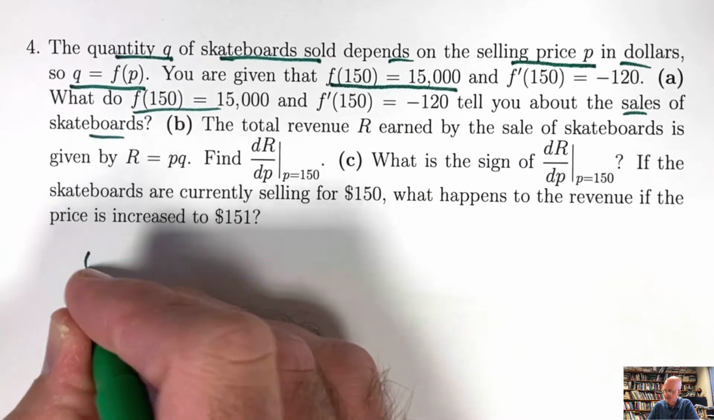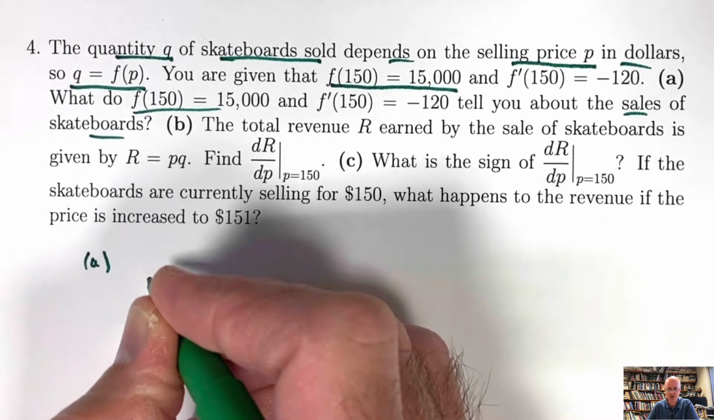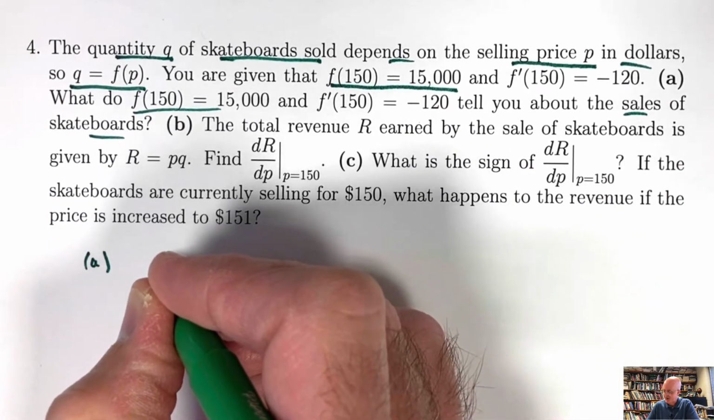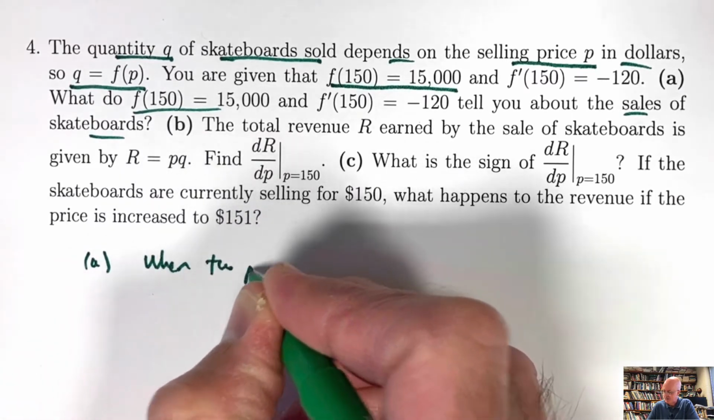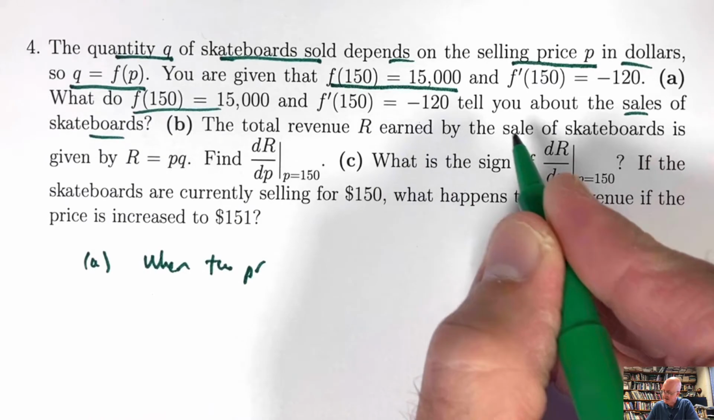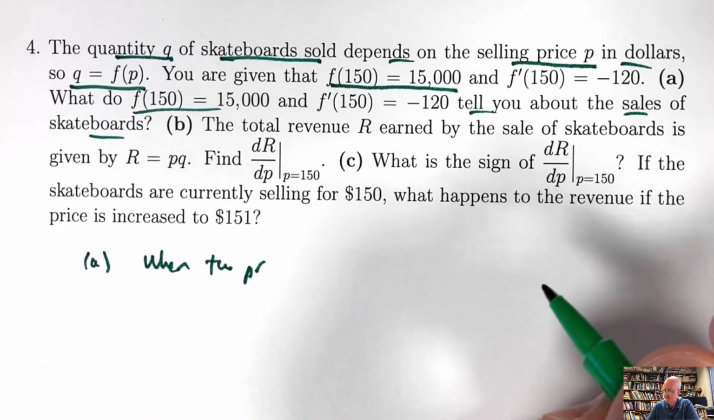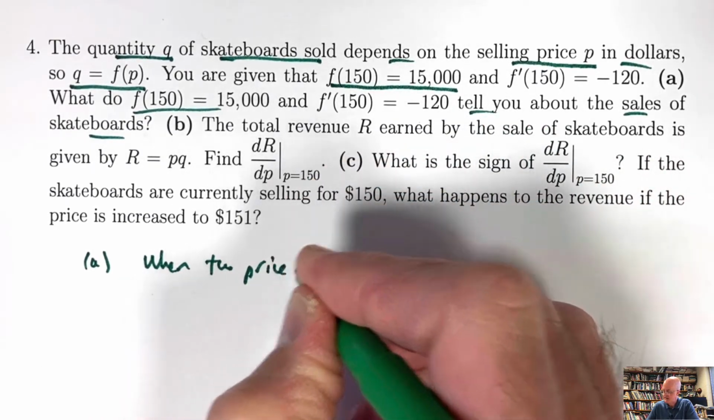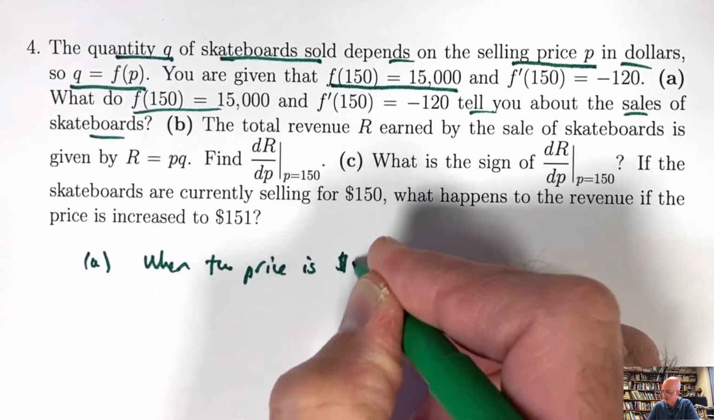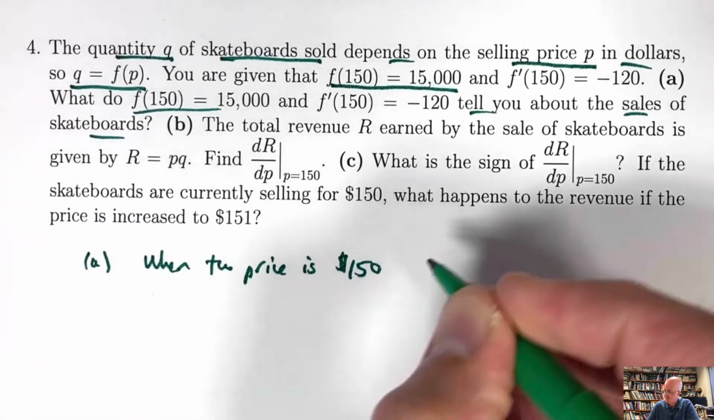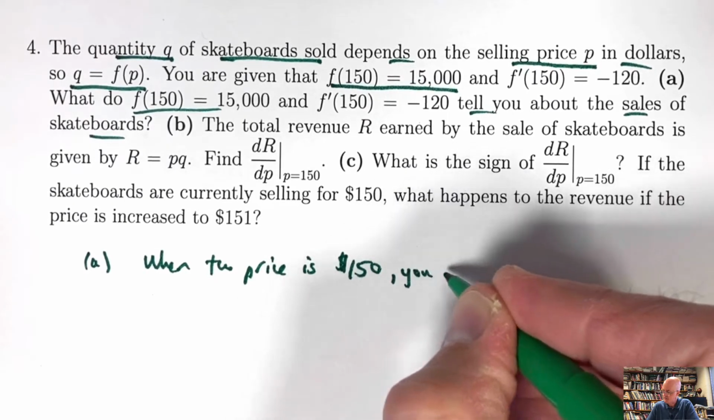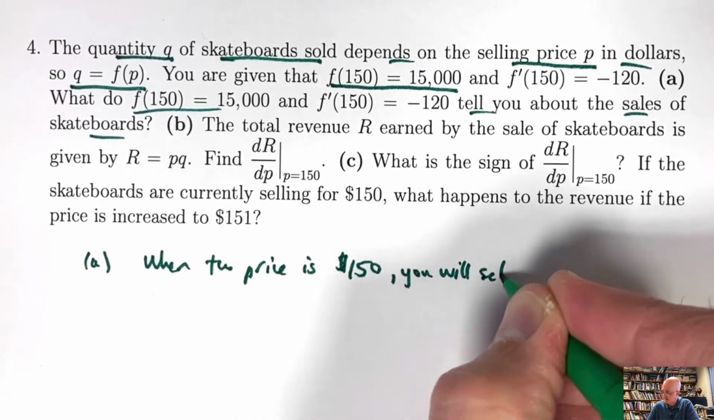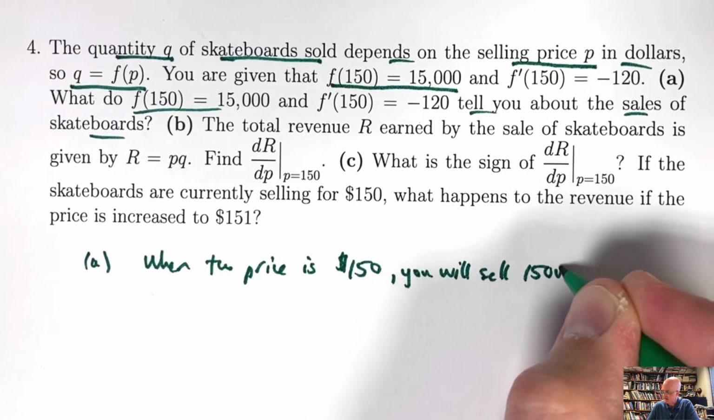That's probably worth writing down. Okay, well, maybe I should write these both down. Let's go ahead and do it. When the price, we're thinking about interpreting what these things tell you about sales of skateboards. When the price is $150, you could say per skateboard, but I won't bother at the moment. You will sell 15,000 of them, 15,000 skateboards.